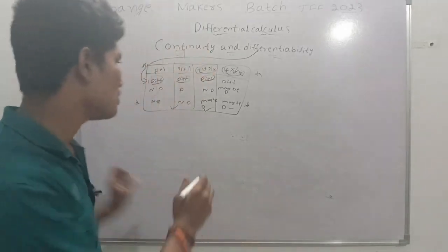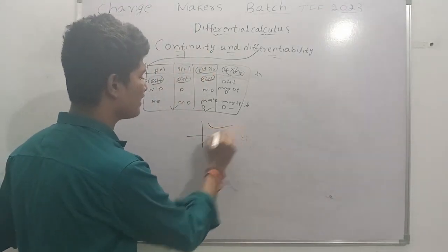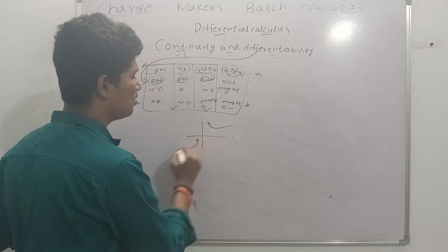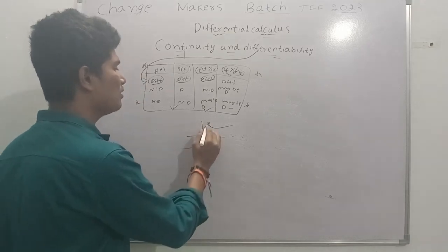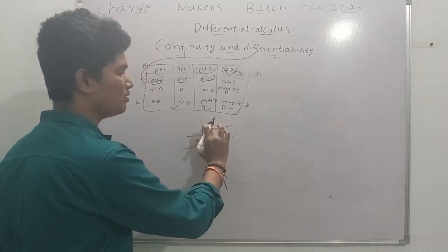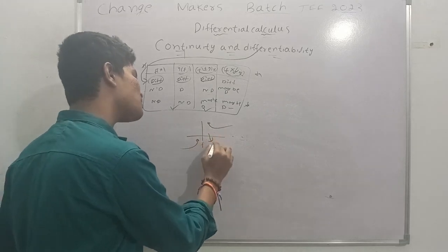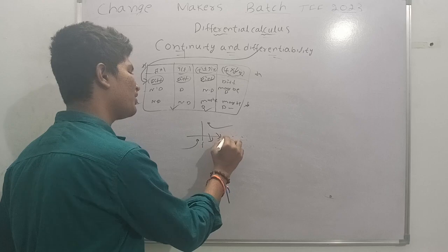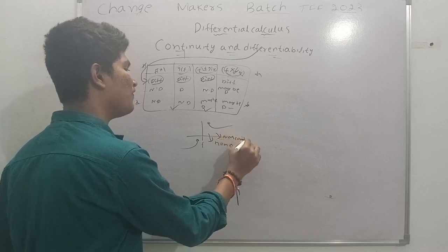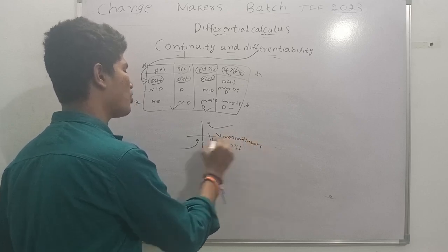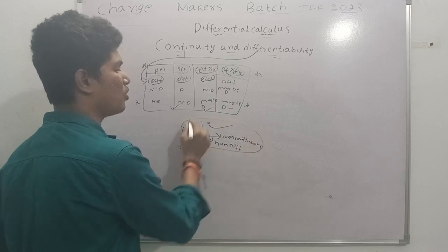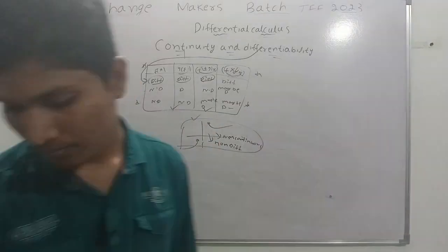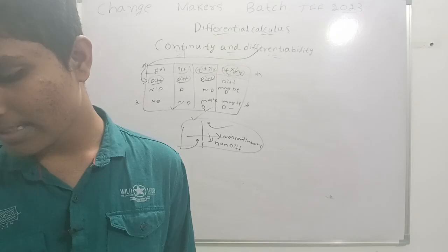It is a fact. Suppose this is a graph. It is not continuous at these points. So it is not differentiable at these points also, na? Not differentiable and also non-continuous. If the function is non-continuous at a point, then it is also non-differentiable at that point. This is theorem 1.